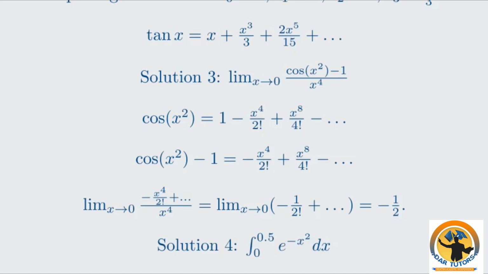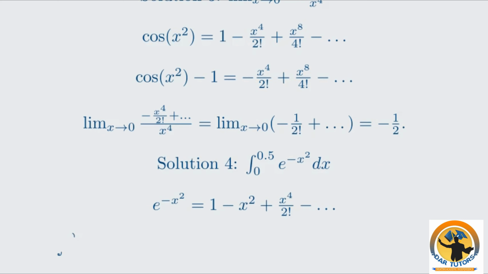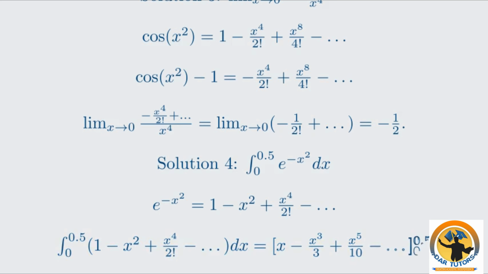For question 4, we approximate the integral. The series for e to the negative x squared is 1 minus x squared plus x to the fourth over 2 factorial, and so on. Integrating term by term from 0 to 0.5, we get 0.5 minus 0.5 cubed over 3 plus 0.5 to the fifth over 10. This gives an approximation of 0.48.